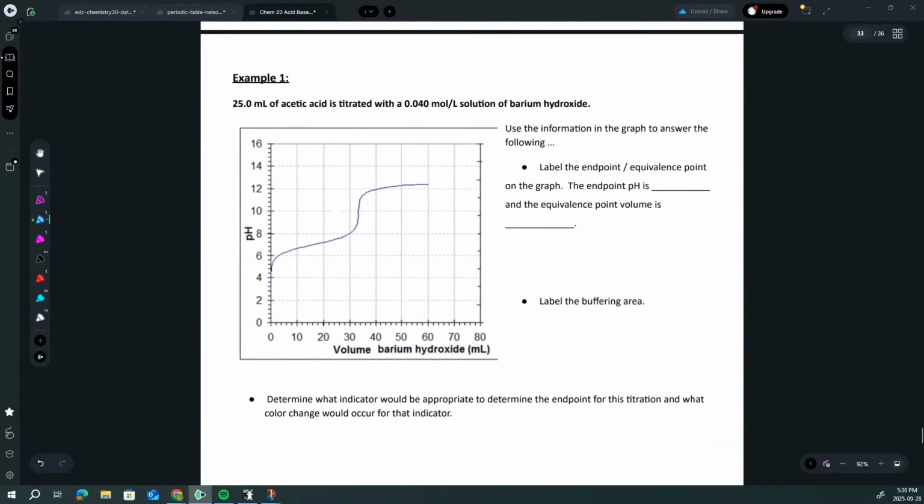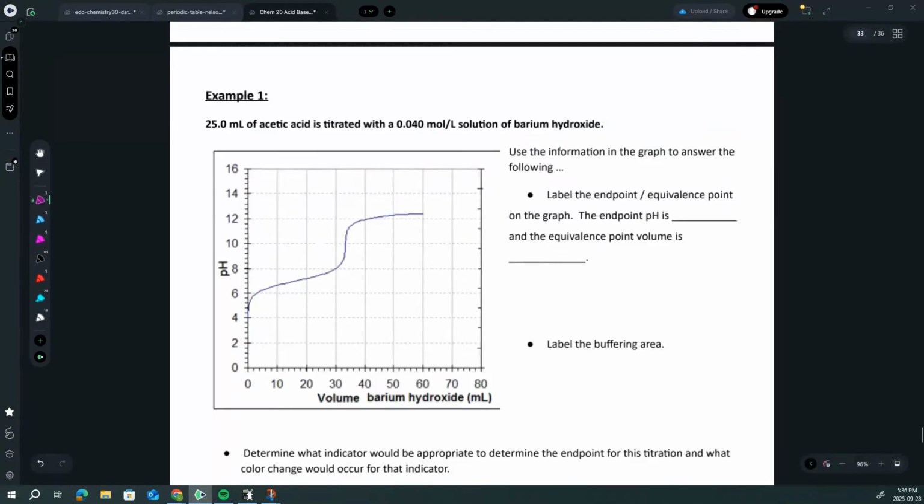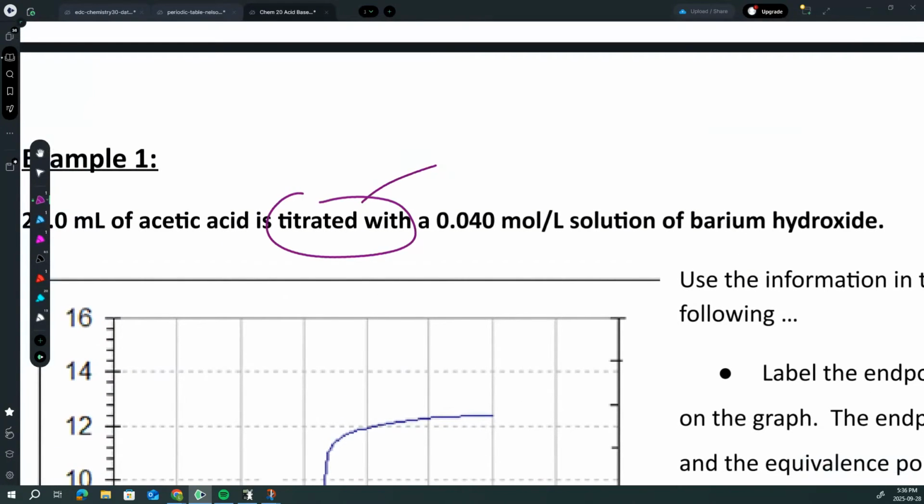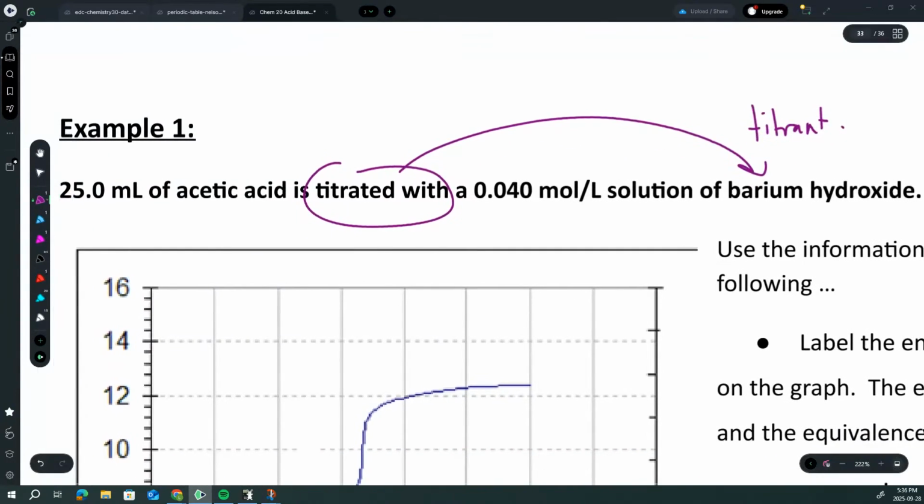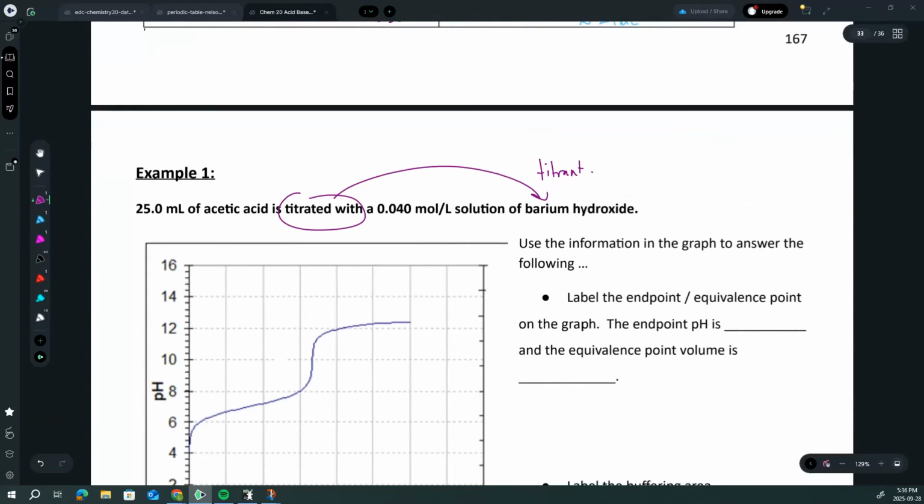Okay, moving on to example 1 here. So we have 25 milliliters of acetic acid titrated with, and that tells you this is our titrant, a 0.040 mole per liter solution of barium hydroxide. Use the information in the graph to answer the following. So we're asked to label the endpoint and equivalence point on the graph.